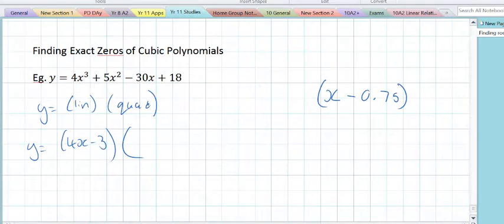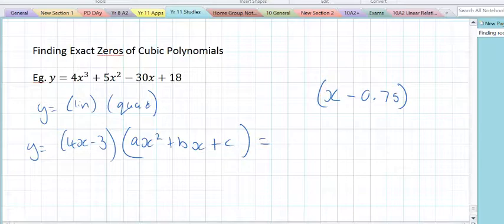Now, we know that the rest can be split up into a quadratic. Yeah? So we can write the general form of quadratic here: ax squared plus bx plus c. And we know that that entire thing equals 4x cubed plus 5x squared take 30x plus 18. Can anyone see where this is going? Yes?